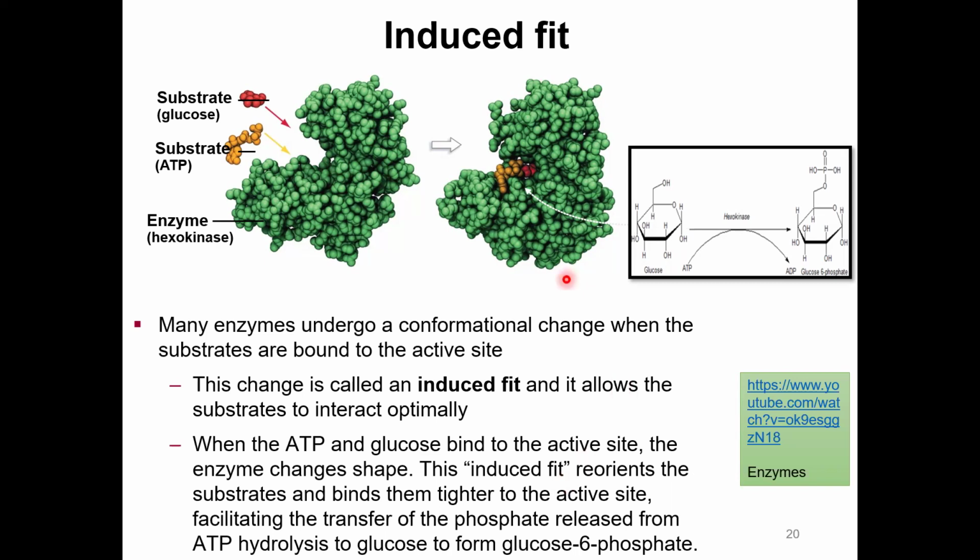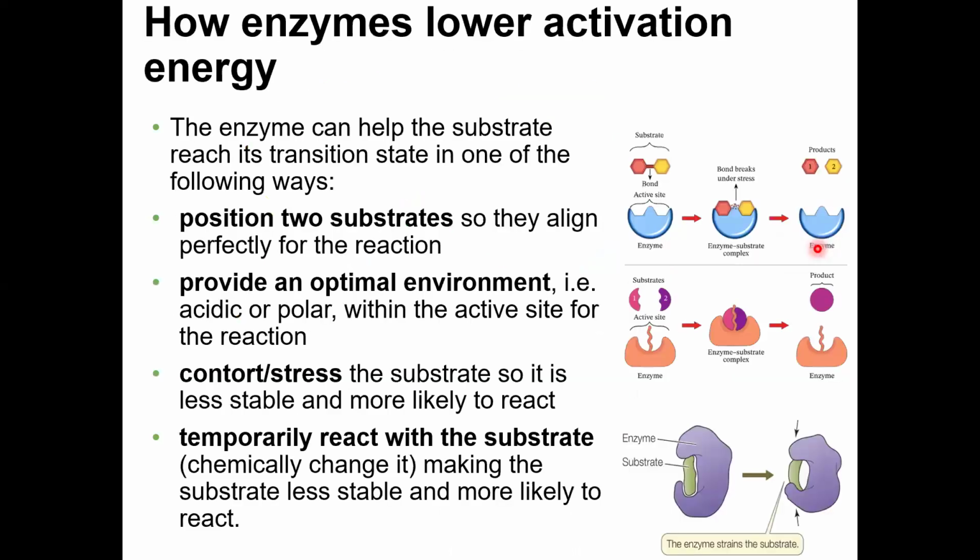For example, for this one here, where the glucose gets activated by hexokinase, it uses the ATP and allows it to become this molecule here.